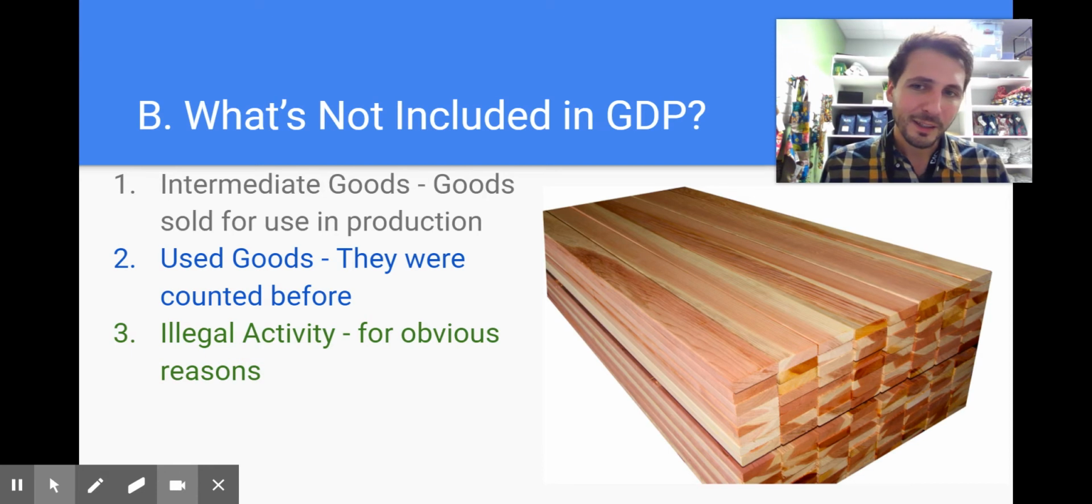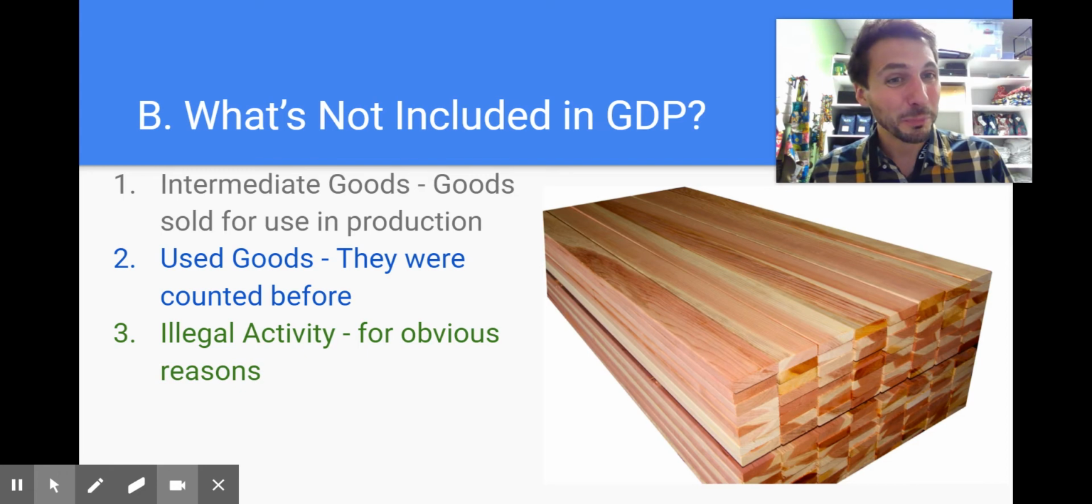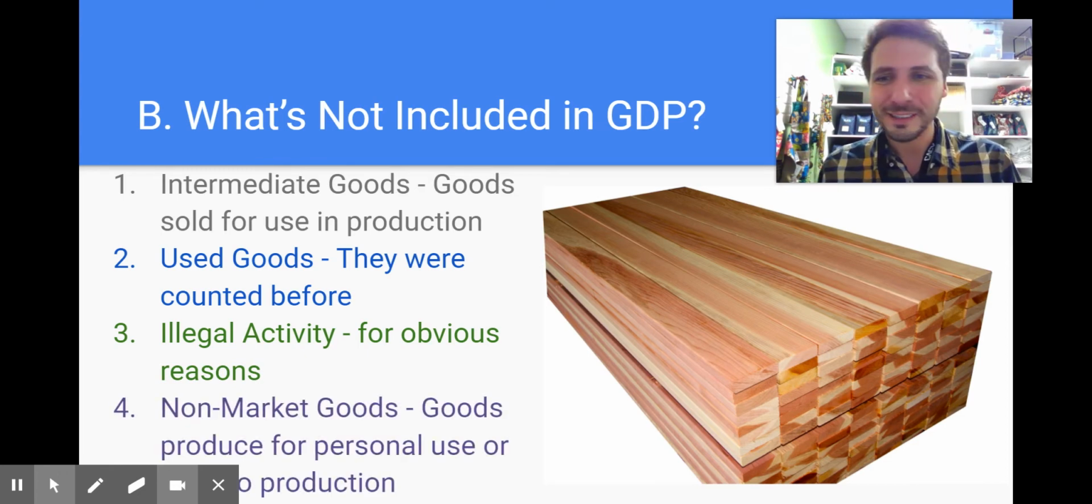Illegal activity is not counted. Obviously, we don't count illegal activity. One of the big pushes for the legalization of marijuana is we would see a dramatic increase in GDP. So, if that's important to you, I guess that's all you need to know.